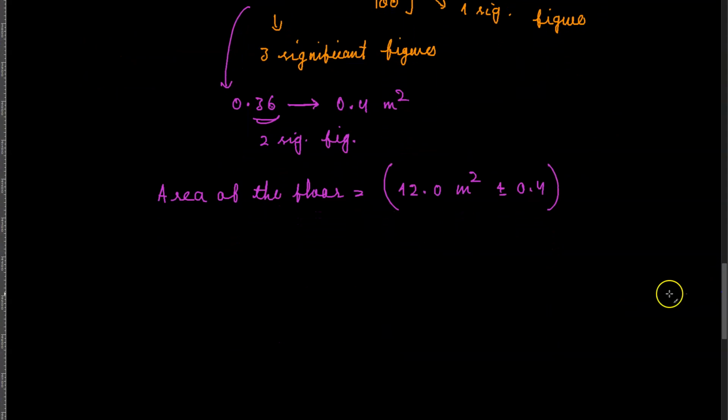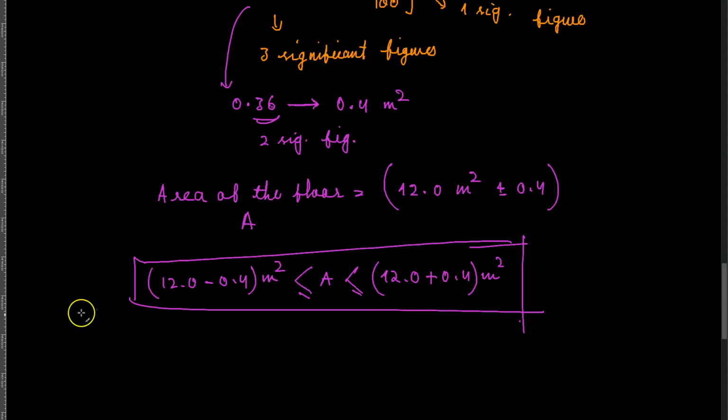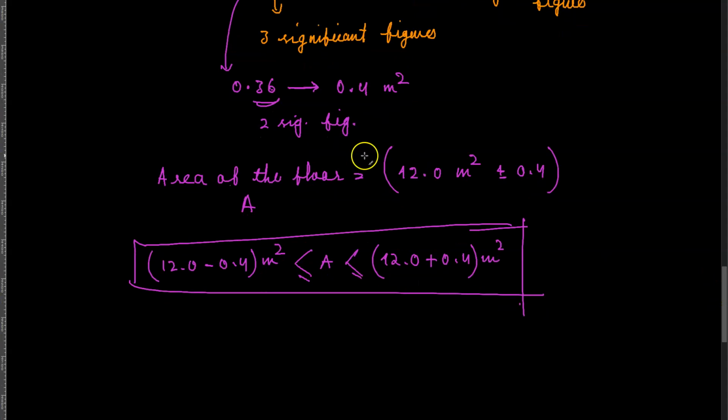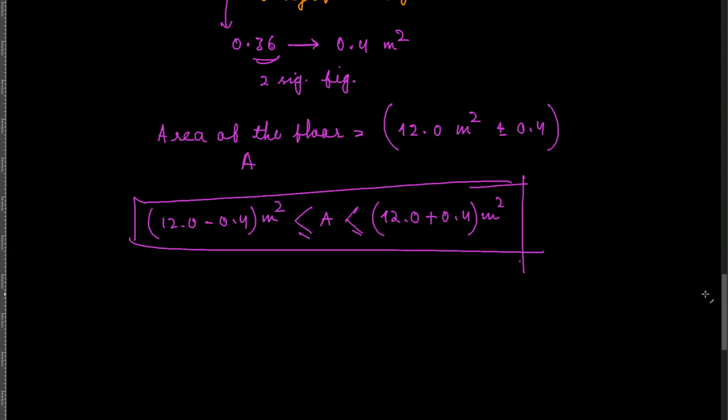that the area of the floor, if I take it as, for example, A, then A is some value between 12.0 minus 0.4 square meters and 12.0 plus 0.4 square meters, right? So that is what this means. You need to work with these numbers in such a way that it makes logical sense and practical sense. In mathematics, you can do almost anything with numbers. That's not the problem. But when it comes to physics, physics has its own rules and regulations.